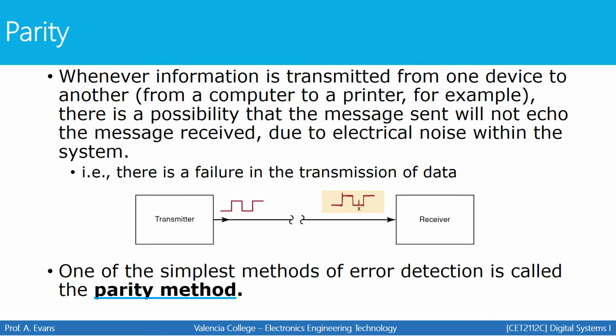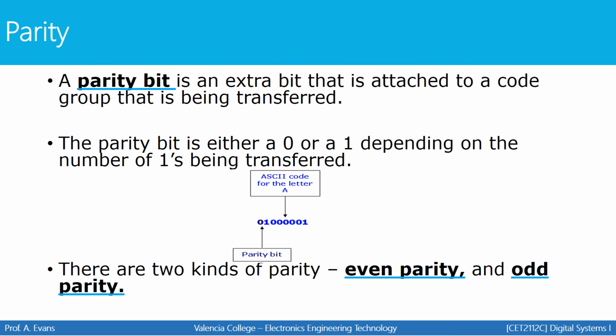So if that's ever happened to you, that's an example of a system where you have a transmitter and a receiver, and sometimes there's an error in the message that is sent. Parity is a simple method to detect an error so that you can be aware of it as the user of a system and maybe be able to do something about it.